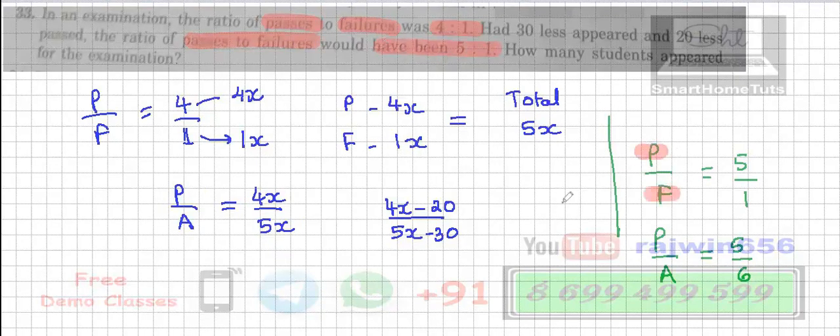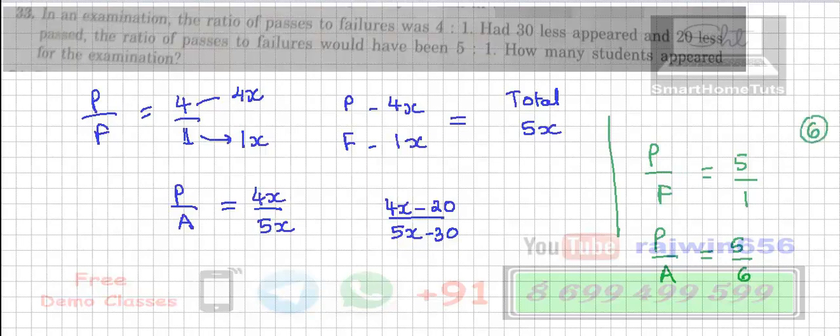So pass upon failure, if you are going to change these numbers, okay, 30 less appeared. So total original appeared is 5x, 30 less appeared, so that is minus 30. Okay, 20 less pass, so original pass is 4x, so now the pass will be 4x minus 20. Now this ratio has to be pass upon appeared. Now in the condition what they have given here, it is passes to failures. Passes to failures is how much? 5:1. Passes to failures is 5:1. So total will be how much? 5 plus 1. This will be 6.